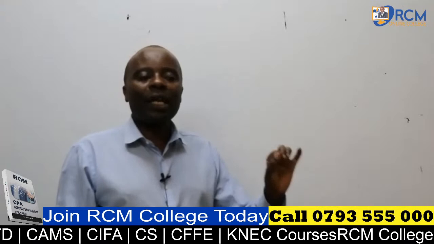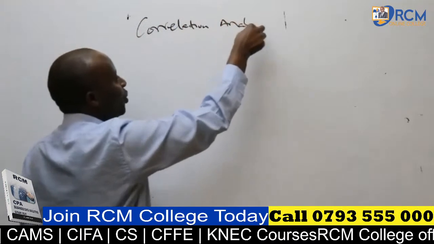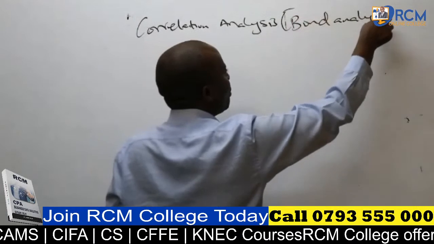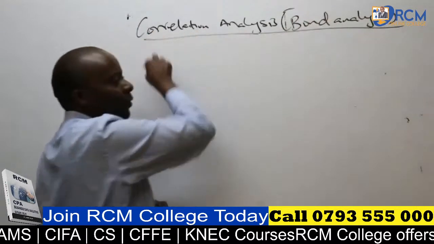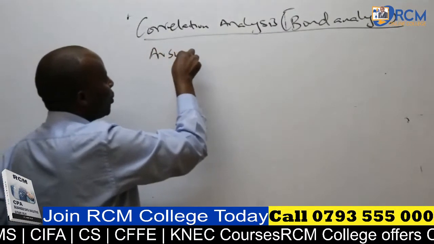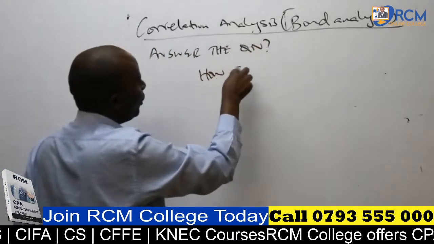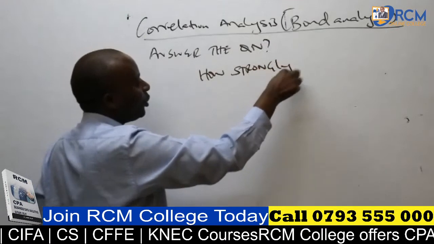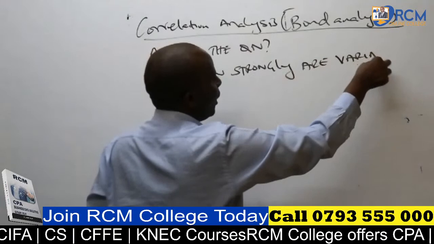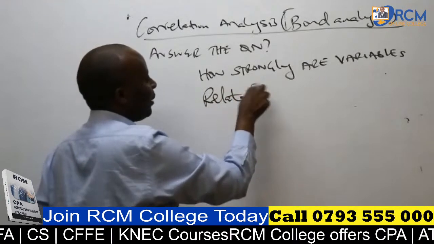So at the end of the day, if we have got two variables here, Y and X, that have been married into a model, we need to go a step further to assess and see what is the bond between these Y and X. So basically, ladies and gentlemen, we are going into what we call correlation analysis. Correlation analysis. This is the bond analysis. And this bond analysis will always answer the question, how strongly are the variables related?